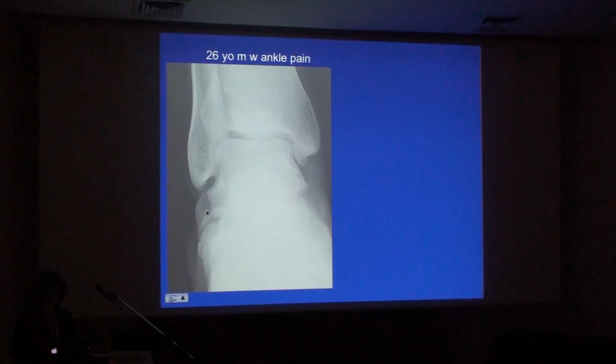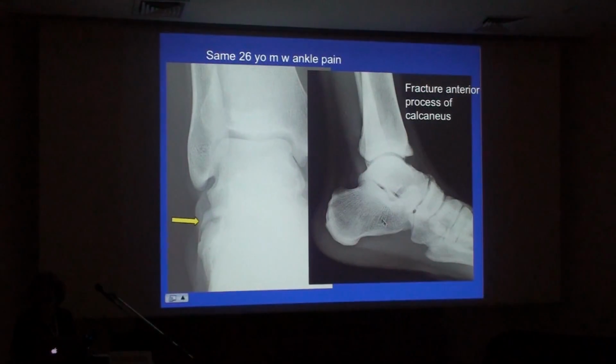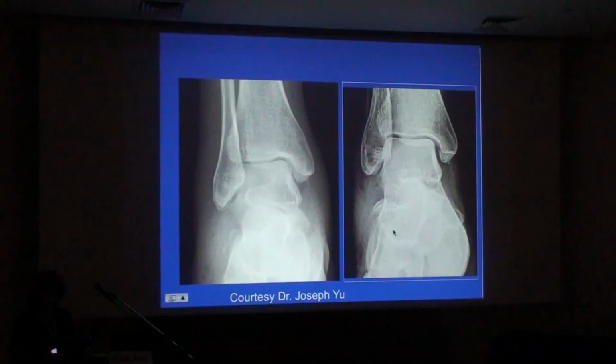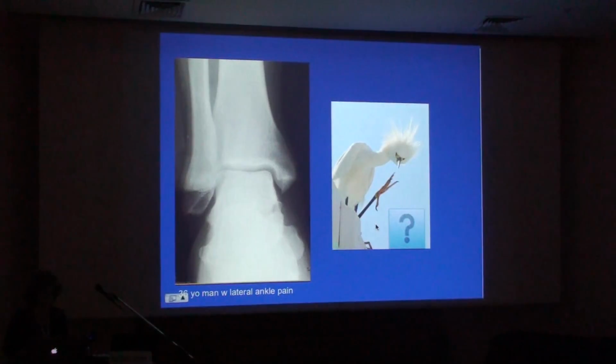Here is another patient, a big fracture fragment. And in this particular case, you actually happen to see it also on the lateral view. Many times you don't see it on the lateral view. Another patient, this was given to me by Dr. Yu, and here are 2 fracture fragments. And you could see it right here again. I thought I had an oblique, but I guess not.